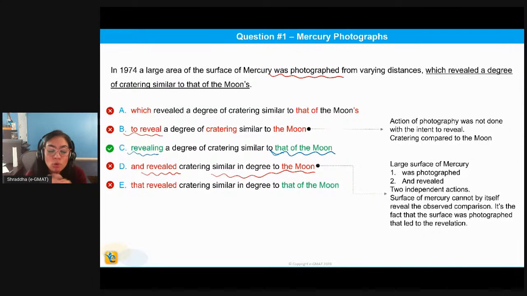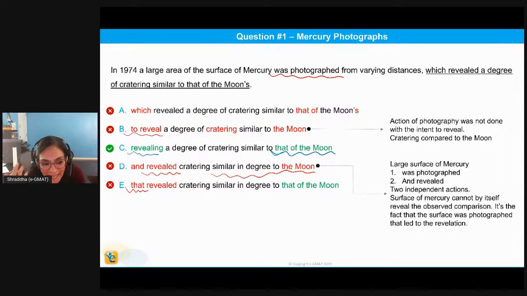Choice E, those who rejected choice A, you should have rejected choice E as well, because here what we see is "which" has been replaced by "that," but it still is a noun modifier and it still ends up modifying varying distances. We don't want this modification because it makes no sense, and hence choice E is out.